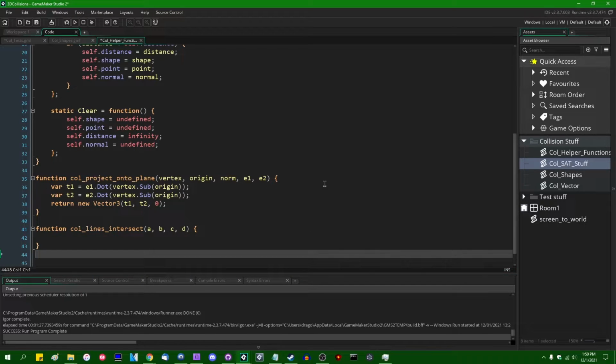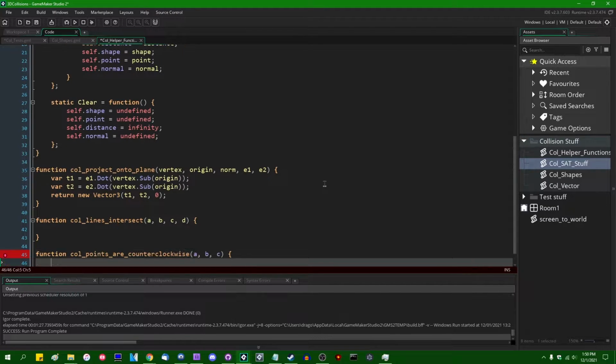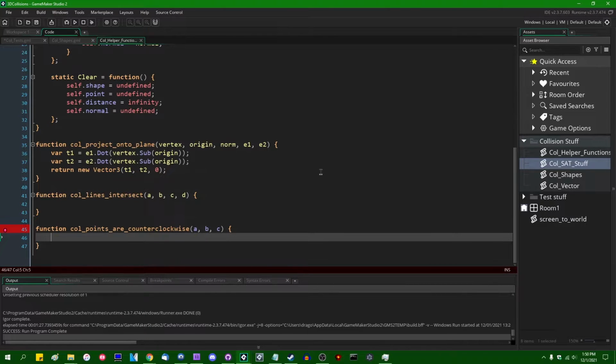I'm going to define a third function, which is going to be function pointsAreCounterclockwise. This is going to take 3 arguments, 3 Vector3s, A, B, and C. Really 3 2D vectors, because again, the Z coordinate on each of them is going to be 0. And this might be a little bit counterintuitive. When I came across this code initially, I had to think through it a little bit. We're going to be figuring out if 2D lines intersect by checking to see if all 3 of the points are defined in counterclockwise order.